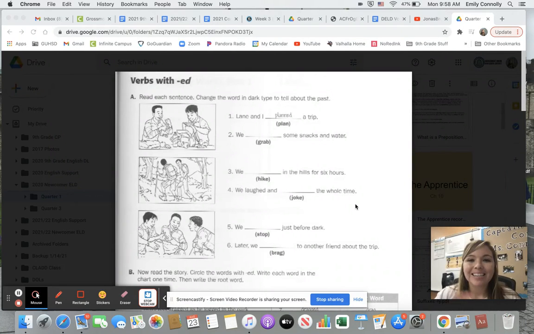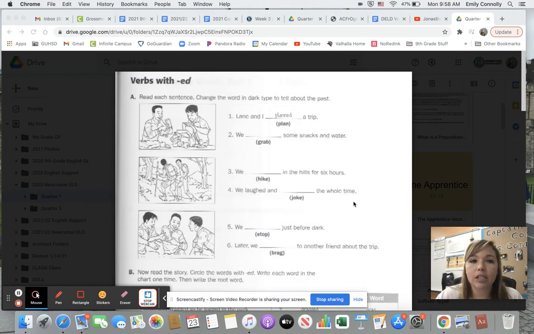Hi, everyone. Today we are going to work on verbs ending in ed and ing. So we talked a little bit about this last week when we talked about el pasado y futuro y presente. So ed is in the past, el pasado. ing is in the present, ahora, the presente. So we are going to work with ed and ing today.